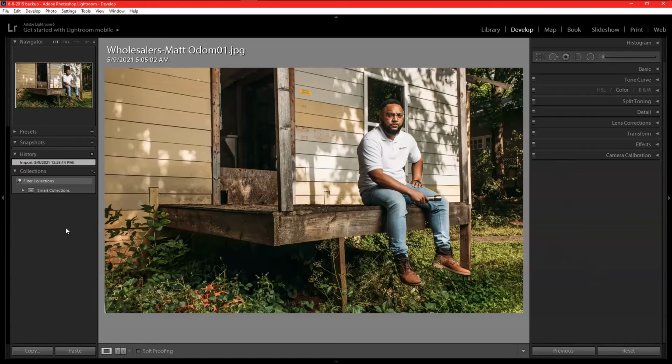Now, remember I told you we were photographing a gentleman who was a wholesaler. This is the wholesaler here, and this is the house. We wanted to be able to connect the two. At the time of this recording, the story has not run yet, and hopefully the story will run, and we'll be able to get this up and going.